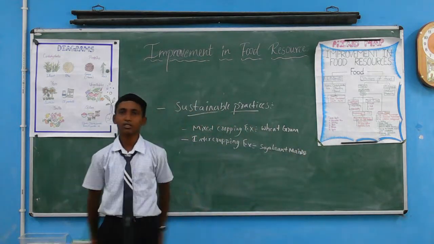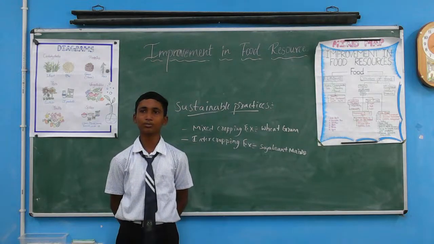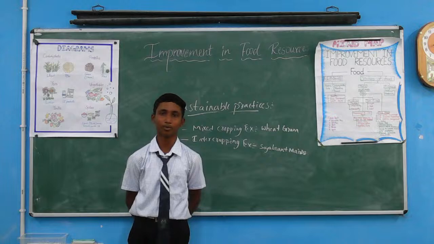soybean plus maize. So the main question is here: how can we improve the crop yield? How can we improve the crop yield? So let us know.